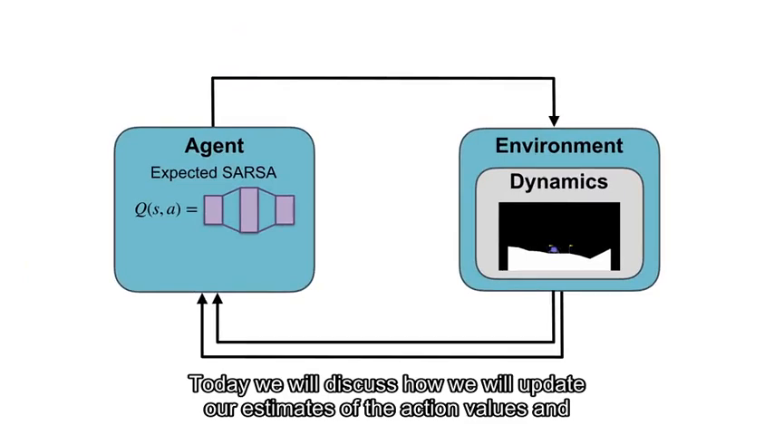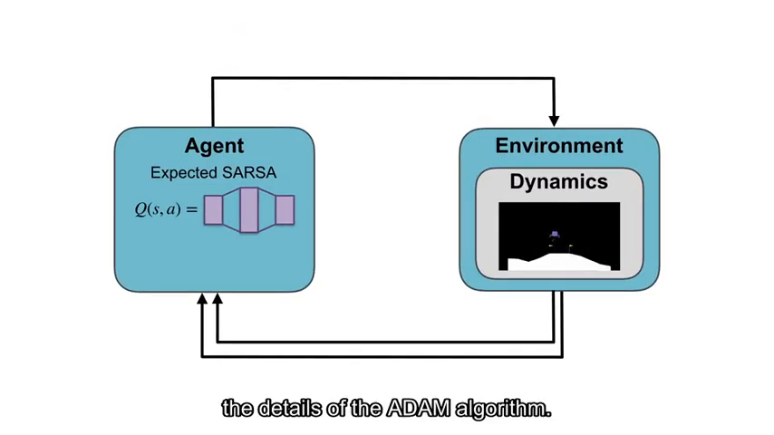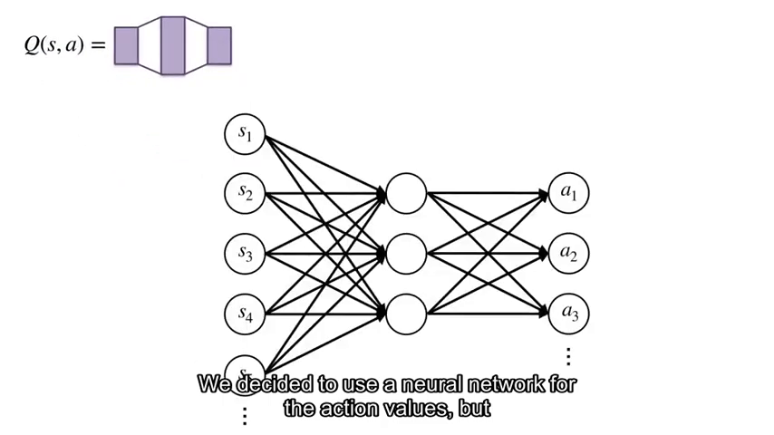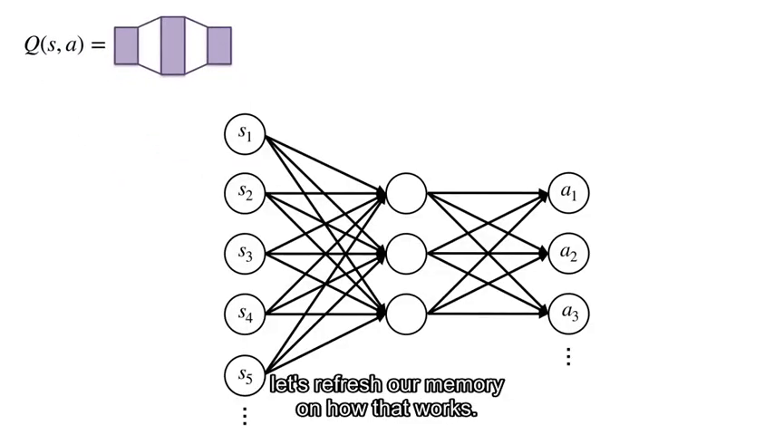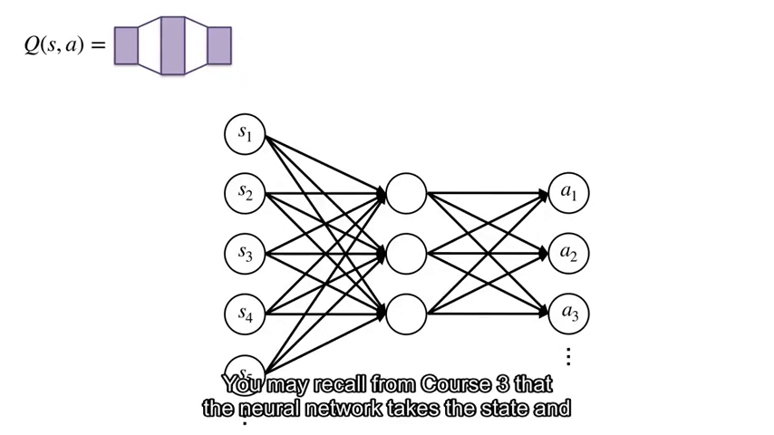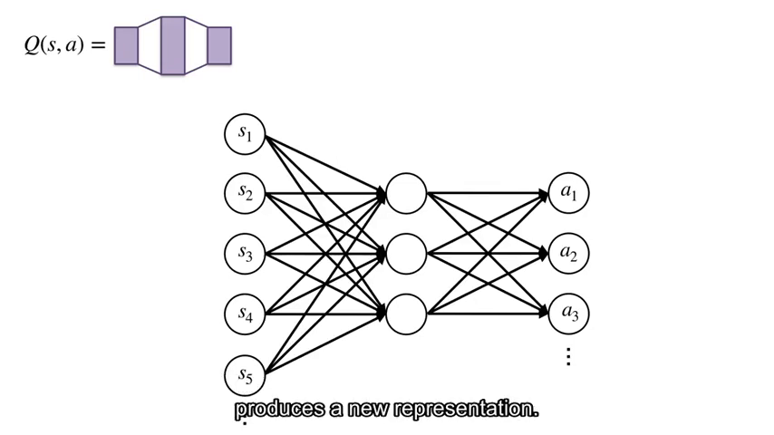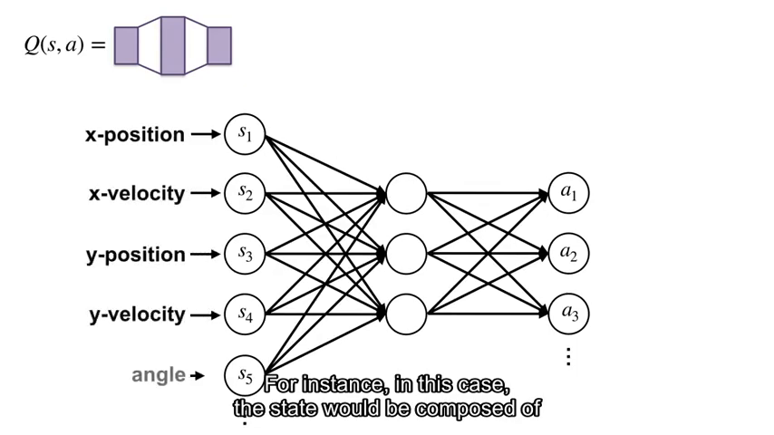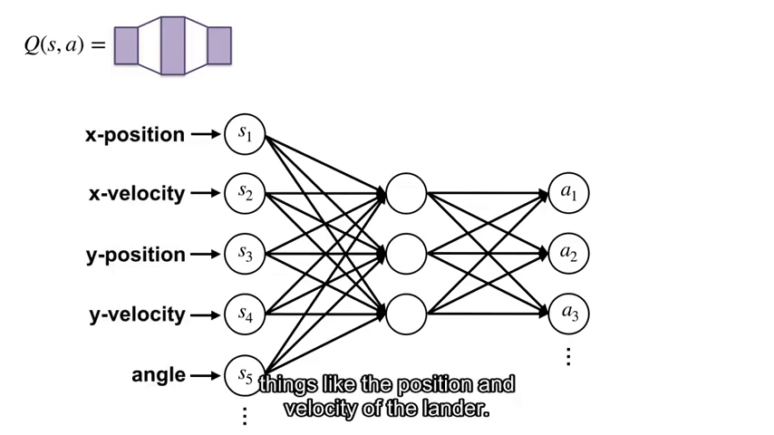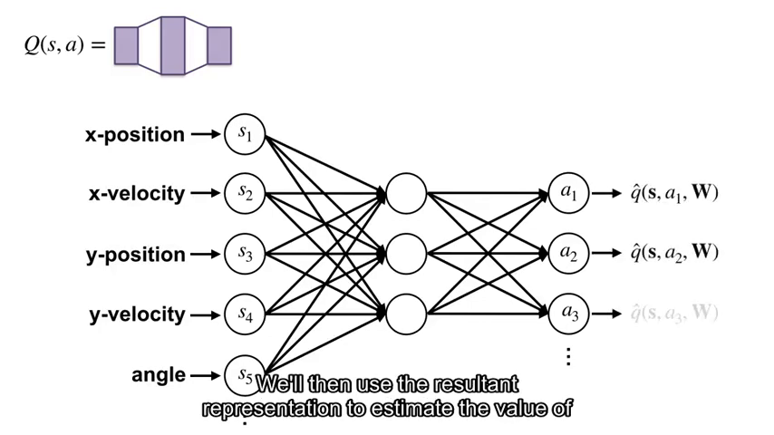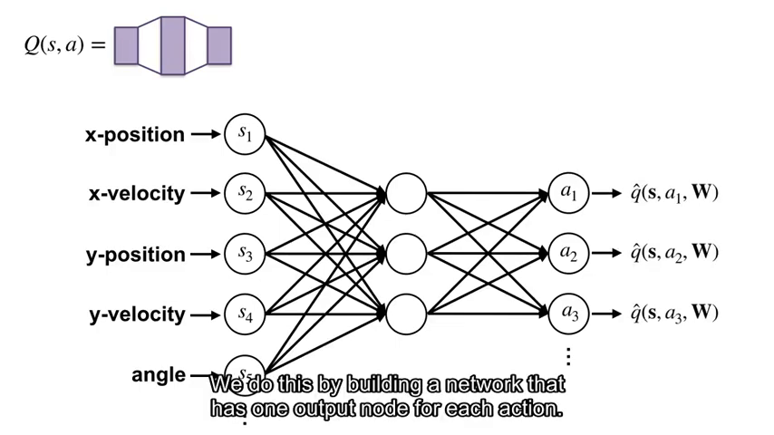Today we will discuss how we will update our estimates of the action values and the details of the ADAM algorithm. We decided to use a neural network for the action values, but let's refresh your memory on how that works. You may recall from course 3 that the neural network takes the state and produces a new representation. For instance, in this case, the state would be composed of things like the position and velocity of the lander. We'll then use the resultant representation to estimate the value of each action. We do this by building a network that has one output node for each action.